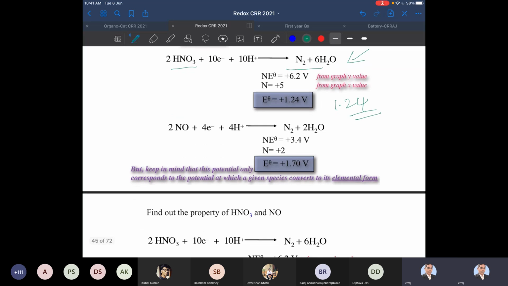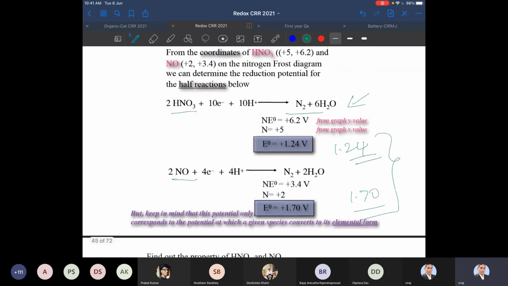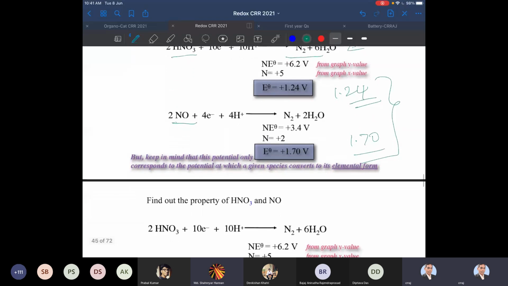On the other hand, now you may be surprised. Nitric oxide, 4 electrons, and then you go to nitrogen, you get 1.70. What does it imply? Anybody? What does it imply? Student: Sir, NO is a more powerful oxidizing agent. Right. Sometime back I said that HNO3 is a powerful oxidizing agent. Now I'm telling you that, you see here, NO is more oxidizing with respect to HNO3.